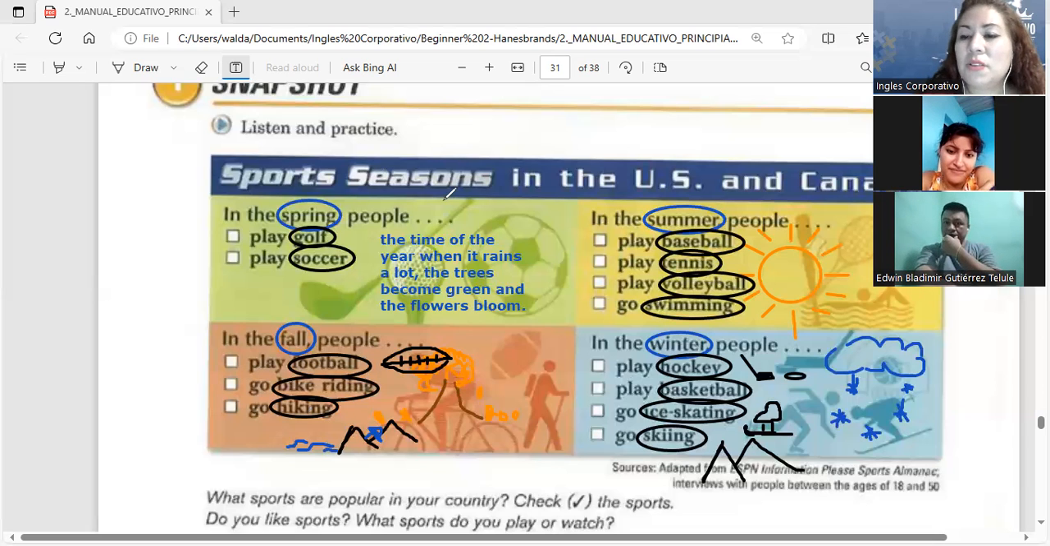Oh, also, Edwin, before you came, we were looking at vocabulary. For example, spring. Do you know what spring is?